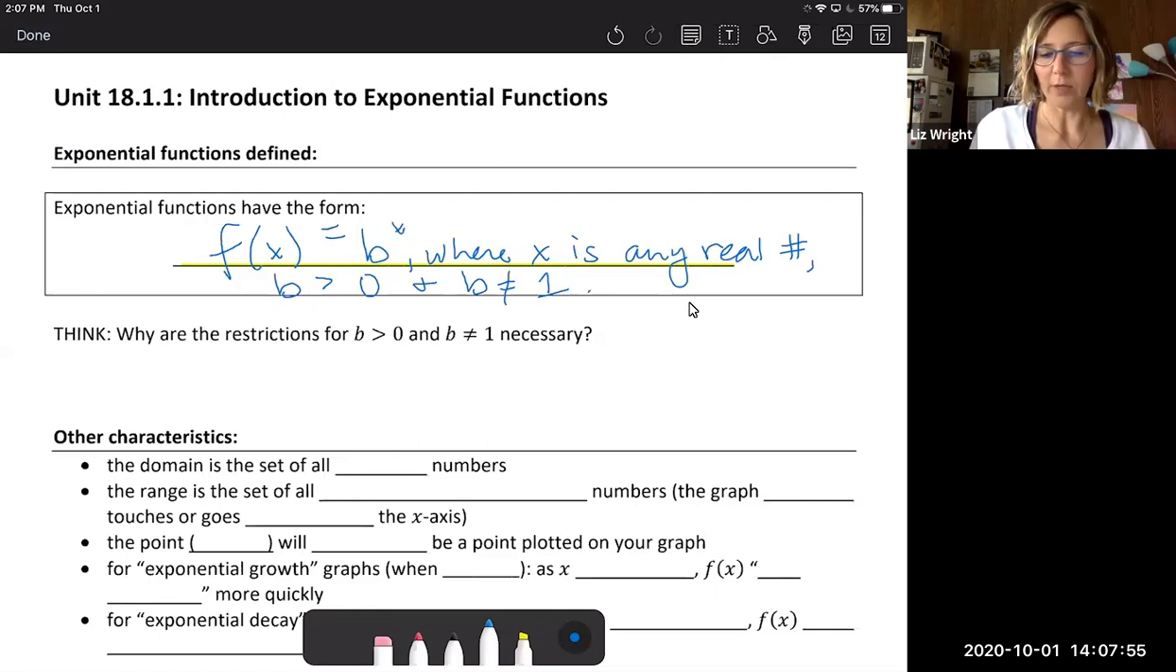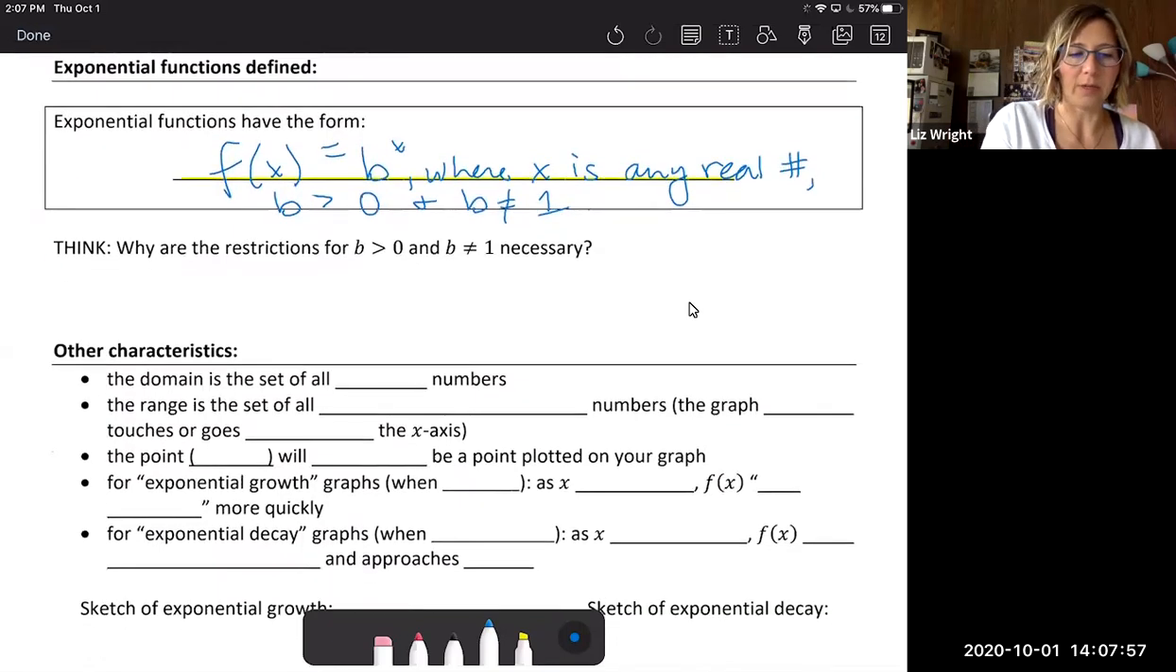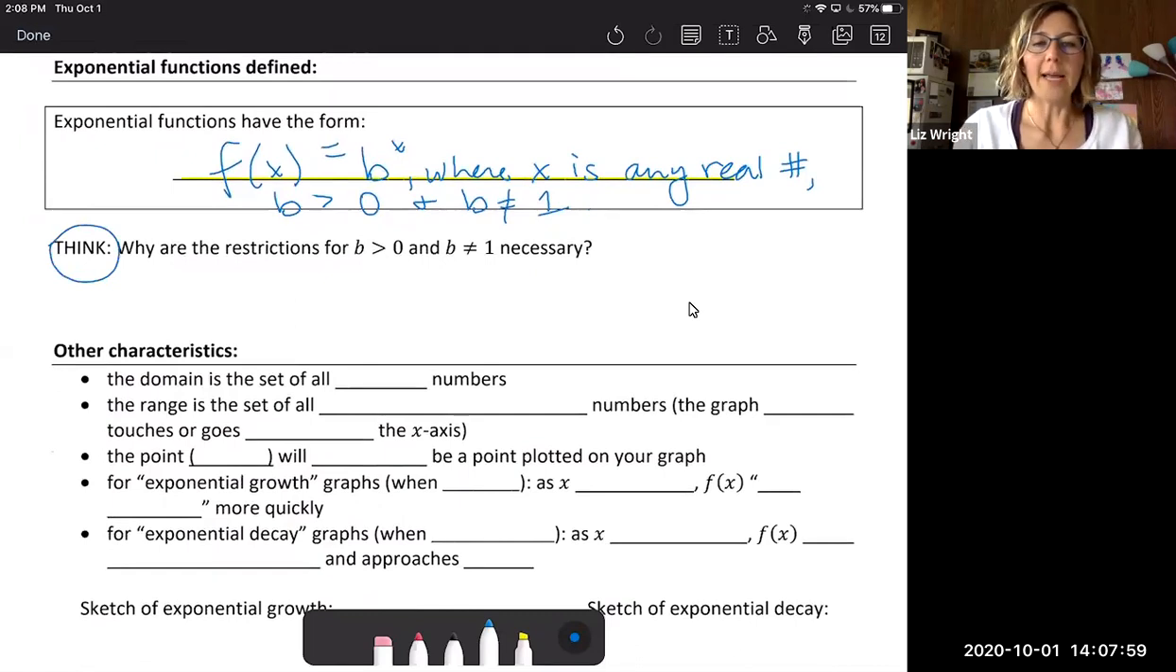So I want you to think about for a moment, because this is our think question here, why do we have the restrictions that b has to be greater than 0 and b cannot equal 1? I want you to pause the video and think about why we have to have those restrictions.